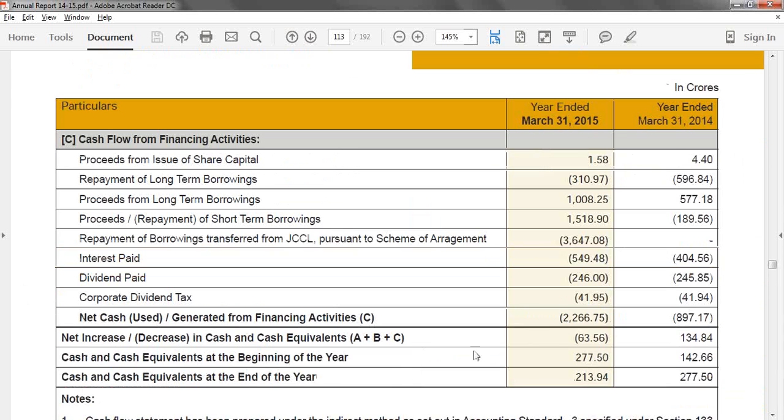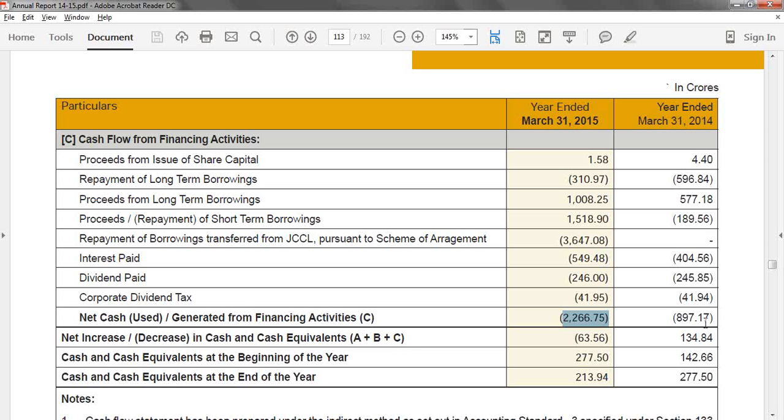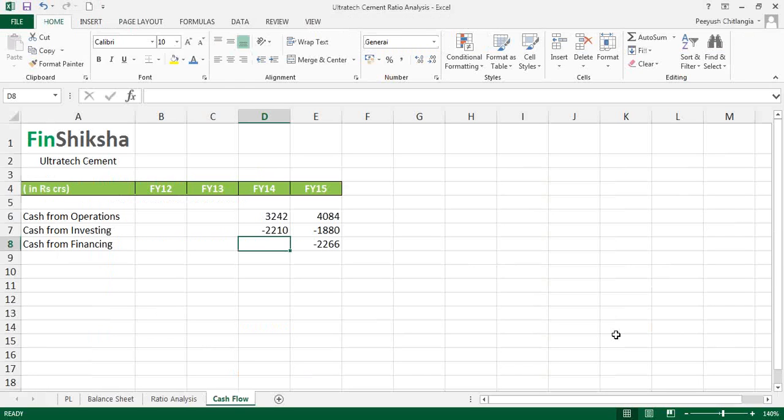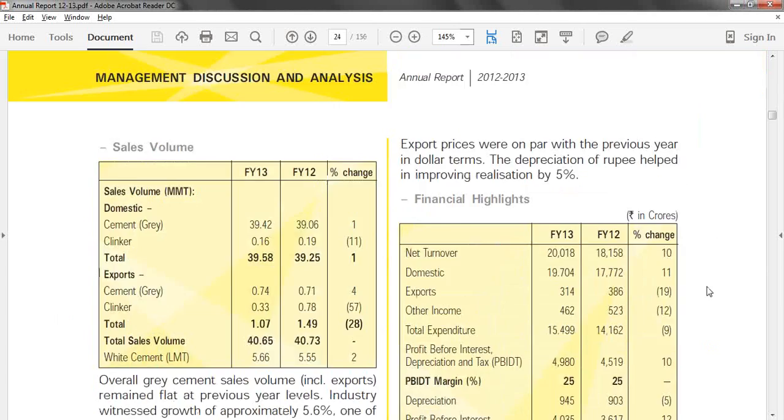Go further, financing activities, minus 2266, right? Minus 2266 this year. So that's minus 2266 and minus 897. They seem to be repaying money here as well, which is interesting because their loans seem to be increasing. So there are some transfers of borrowings which are happening, which we need to probably dig a little bit deeper at a subsequent level of analysis, not at this point. But yeah, that tells us something about what the company is up to.